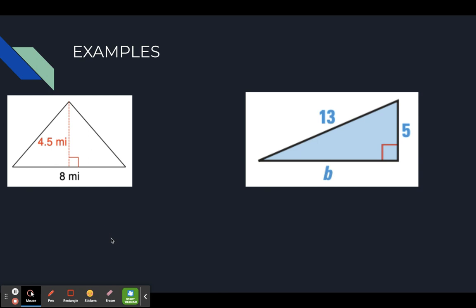Okay, and that's it. So, two formulas for area. Perimeter is just adding all the sides together.